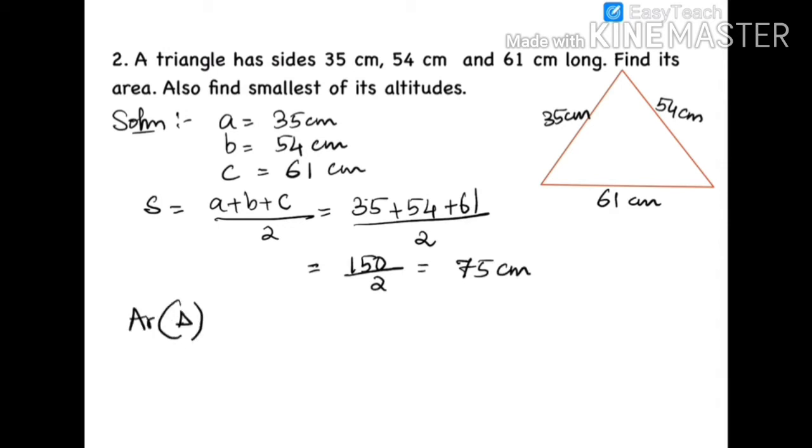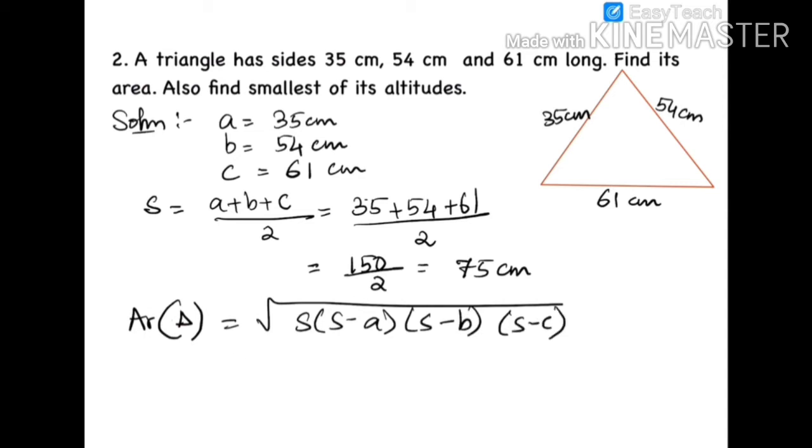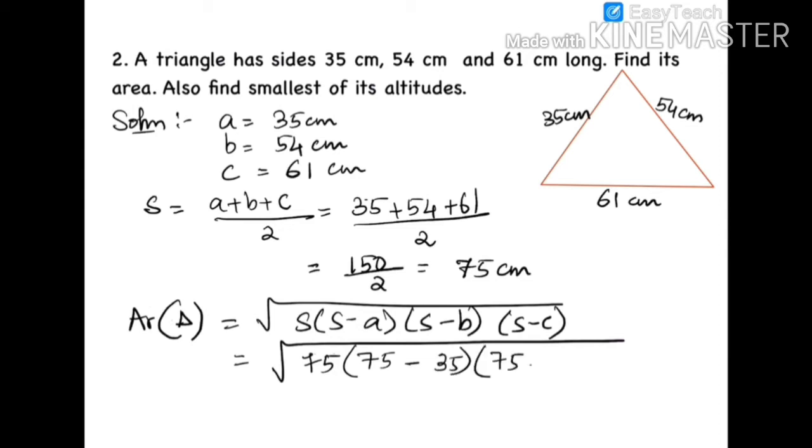So the area of this triangle is equal to root of S into S minus A into S minus B into S minus C. On substituting, we will get root of 75 into 75 minus 35 into 75 minus 54 into 75 minus 61.